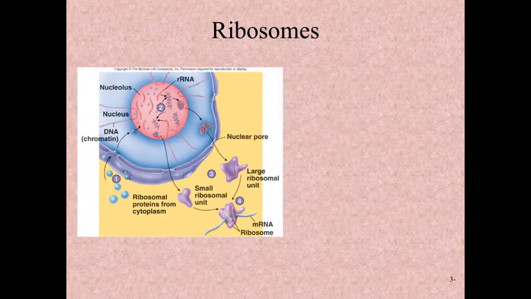Okay, next organelle is a ribosome. We'll learn more about ribosomes a little bit later on, but in this image here, the ribosomes represent the small blue dots. Ribosomes are an important organelle for the production of proteins. We'll talk about that process, but for right now, just know that ribosomes play a role in protein synthesis.